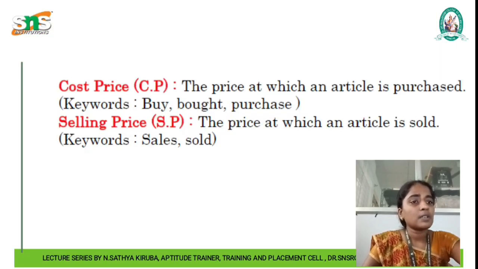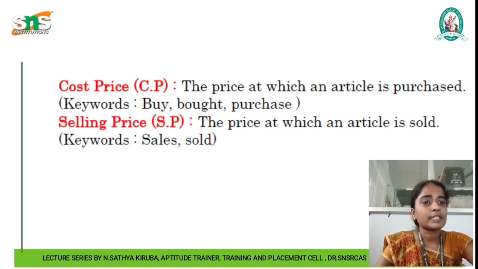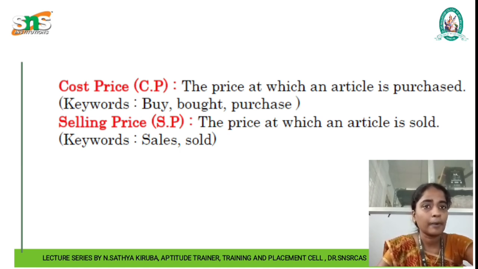Now, in profit and loss, the concept we should understand first is cost price and selling price. The price at which an article is purchased, the cost at which we buy or purchase an article, is the cost price. These are the keywords for cost price. When we sell a product, the price at which an article is sold is called the selling price. Here the keywords sales and sold are to be remembered. This is the basic thing when we come to the topic of profit and loss.